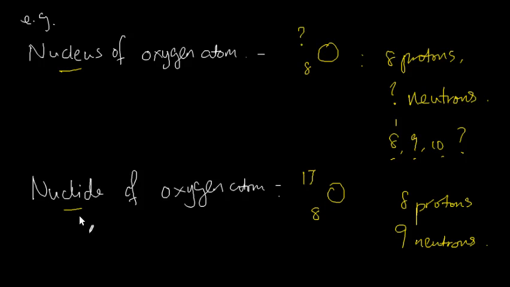So this also means that since a nucleus can have different possible numbers of neutrons, it is possible for an element to have a few different nuclides. So apart from this one, the other examples would be maybe oxygen-16 or oxygen-18. So oxygen might have these 3 or even more possible nuclides.